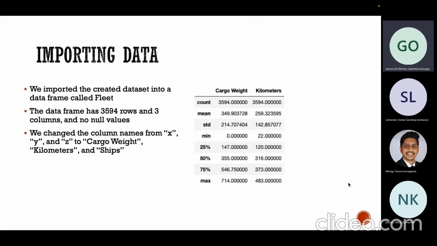Thank you. So after we created our data, as Pavan just said, Hello Fleet and the ships, we downloaded it as a CSV file. Then we imported it and created a data frame called Fleet. The data frame has 3,594 rows and 3 columns, and there are no null values. We also changed the column names from X, Y, and Z, which was the standard, into cargo weight, kilometers, and ships. On the right side of the screen, you can see some stats on the data: count, mean, standard deviation, and a few other statistics for our variables.